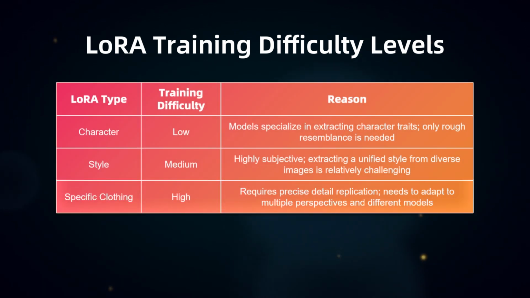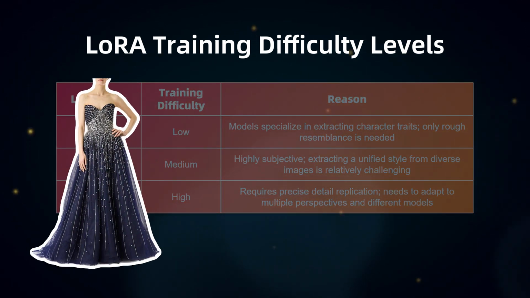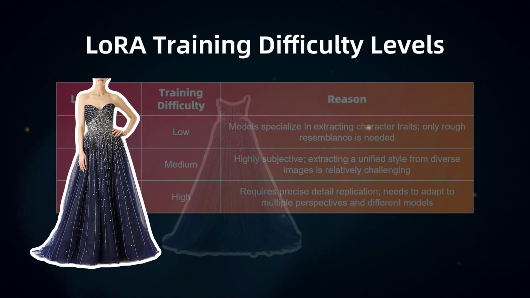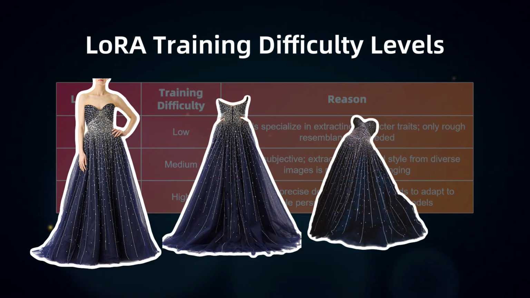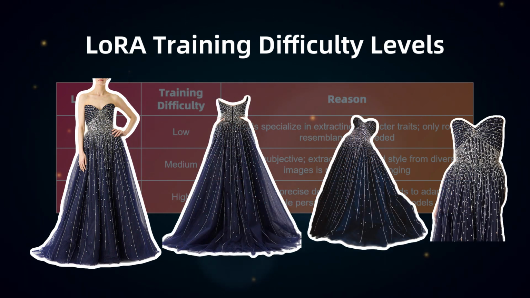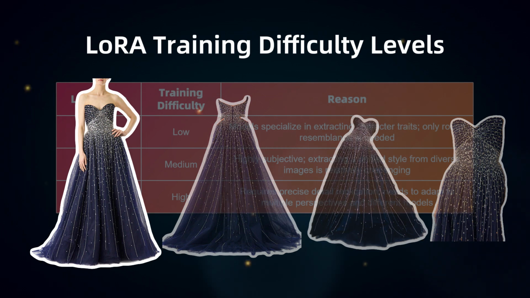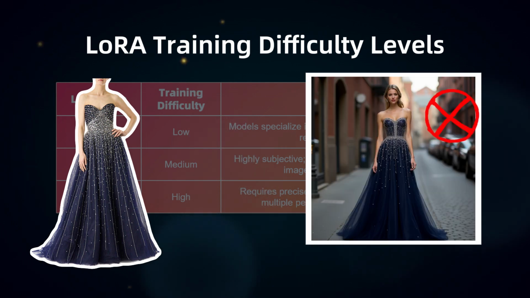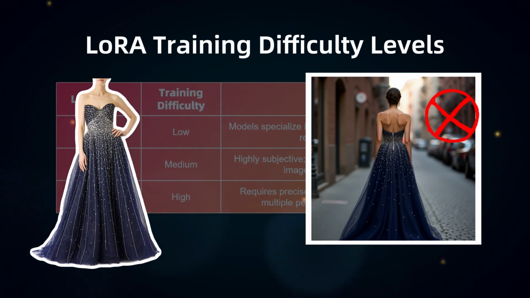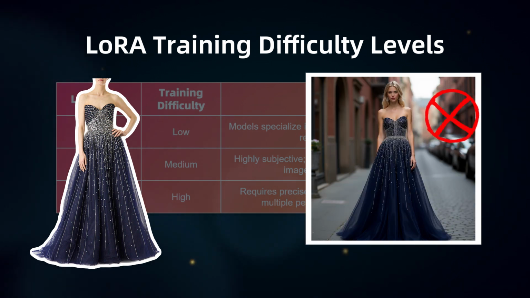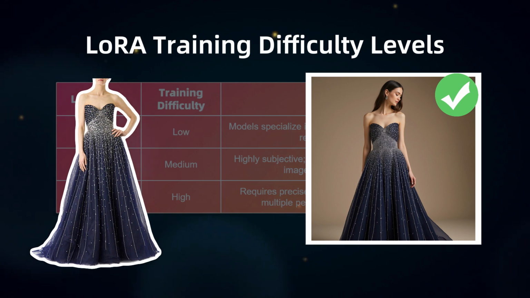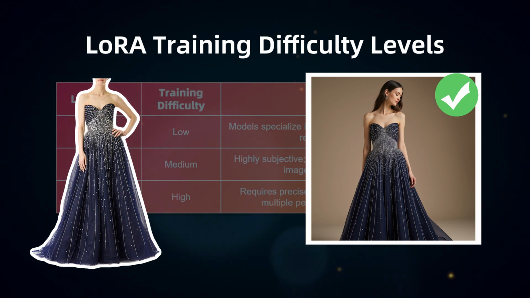Specific clothing LoRA is the most difficult. In addition to reproducing complex patterns, materials, and intricate details, it must also handle multi-angle adaptation and dynamic deformation, ensuring natural interaction with the character's movements. If these details are not properly handled, the inconsistencies become immediately noticeable, breaking immersion for the viewer.